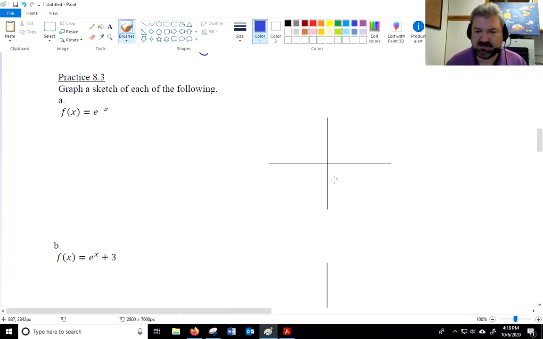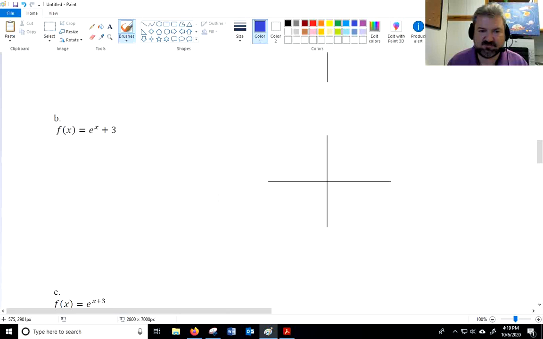So we know the shape of e to the x starts small and then rises up. When you put a negative on the x, it's just going to flip it over the y-axis. So instead now it's going to look something like this. And if you haven't already, do B, e to the x plus 3.